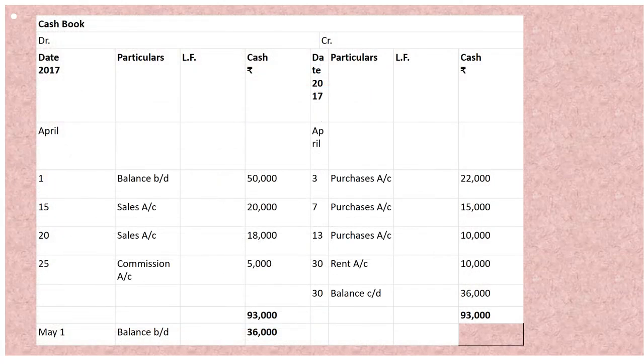Our first entry: they have first of all given you the balance of cash in hand. That means they have given you the beginning balance of the particular month in which we are preparing the cash book. So it will be 2017 April 1st, to balance b/d with rupees 50,000. Fine. As it is the beginning balance of cash in our business. So April 3rd, purchased goods for cash with rupees 22,000. So April 3rd, by purchases account with rupees 22,000.